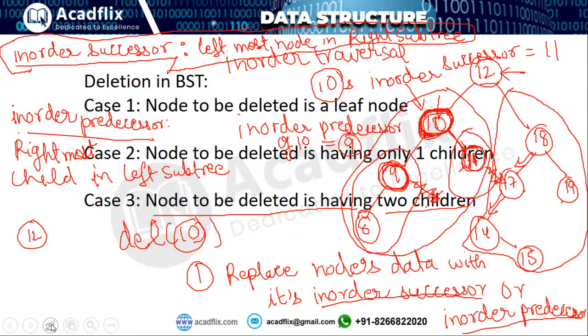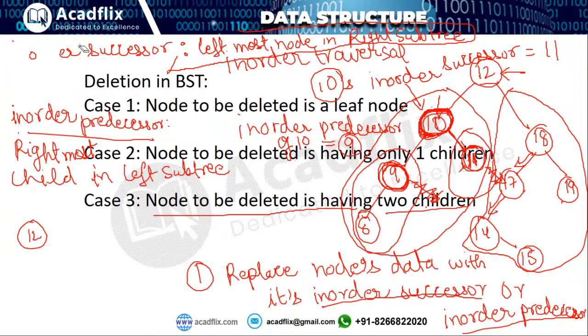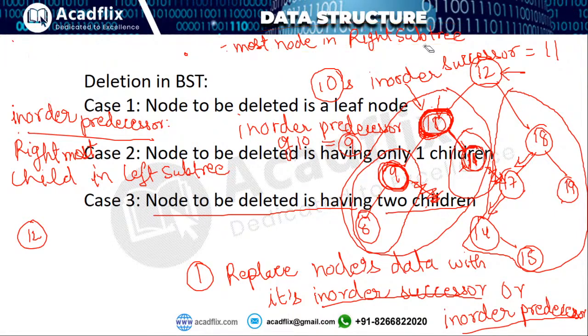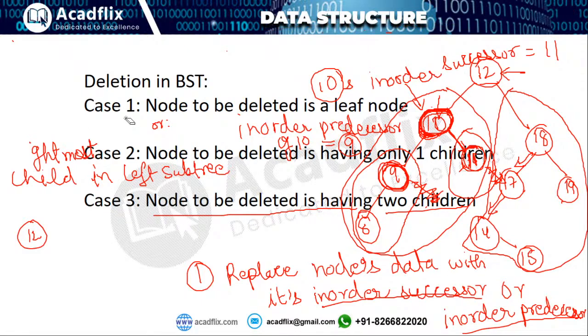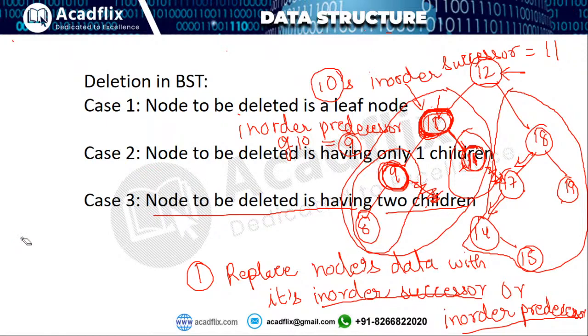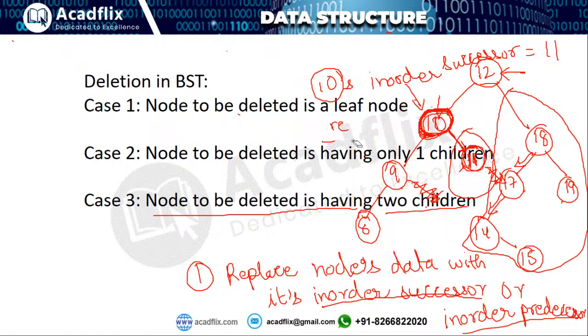Now coming back to this thing. We were eventually discussing this case, the third one. So I'm removing this. Take a note of this: the in order predecessor is the rightmost child in the left subtree, and the in order successor is the leftmost child in the right subtree. Fine. So now I'll just discuss that.